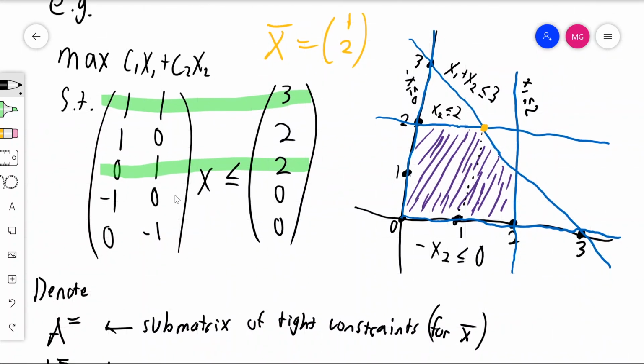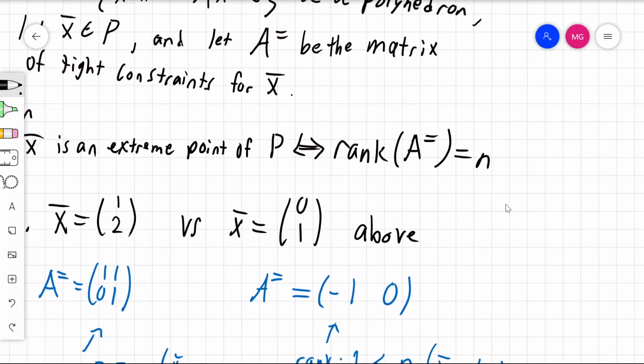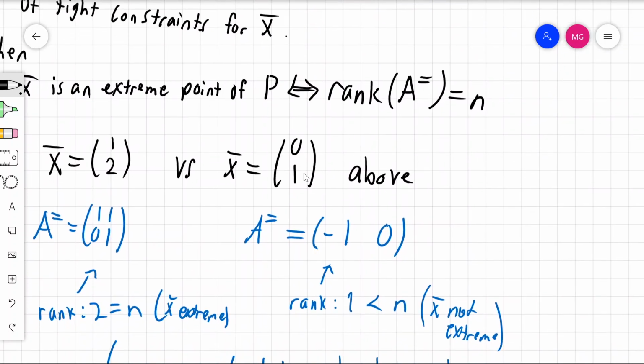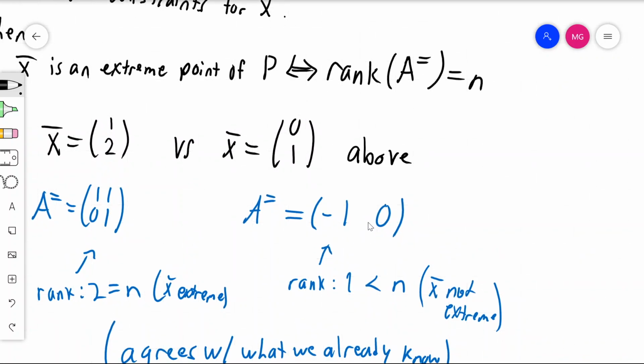And so the matrix A equality in that case is just a one row matrix. There's just one tight constraint, so it's just this one row, [-1, 0], as the matrix. If we go back down here, that is what we've written. If we took x bar to be that point (0, 1), then A equality is just that one row, [-1, 0]. The rank of this matrix is just one row, so it's a rank 1 matrix. And that's strictly less than n, so it's not equal to n. So by this test, x bar is not extreme.